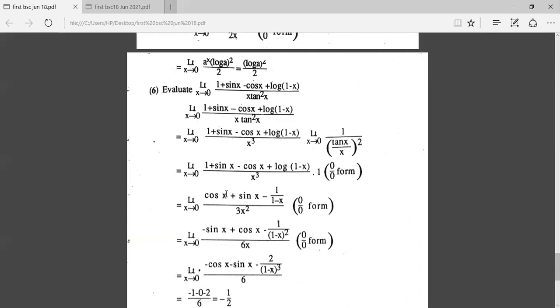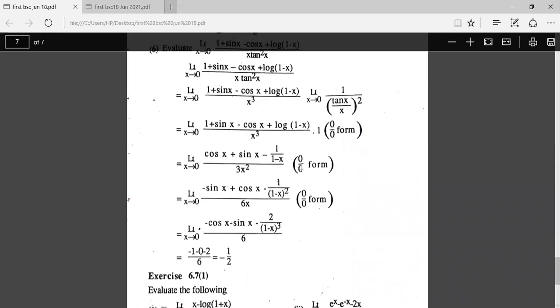Now check again, if it is of the indeterminate form. Put x equals 0. Cos 0 is 1. Sin 0 is 0. 1 minus 1. First term is 1. And the last one is minus 1, therefore 0. Denominator, if you put x equals 0, it is 0. Therefore, it is again indeterminate form 0 by 0. Further, you have to use L'Hospital rule again here.